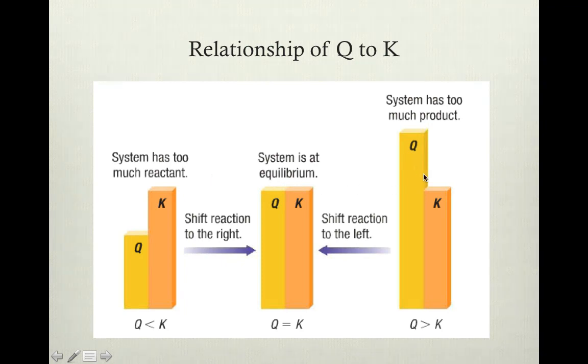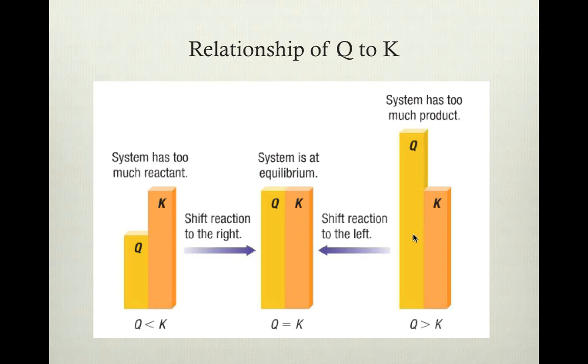If Q is greater than K, right? Because if we remember, our values for these are always products over reactants. So if our value for Q is significantly bigger, that tells you that you have a lot more product than we should. So to get to equilibrium, we need to shift the reaction to the left to make more reactant. So by comparing these values, we can determine whether the system is at equilibrium.